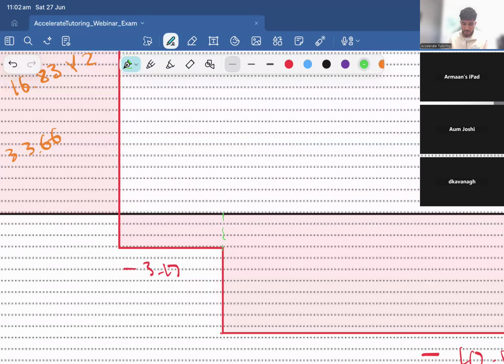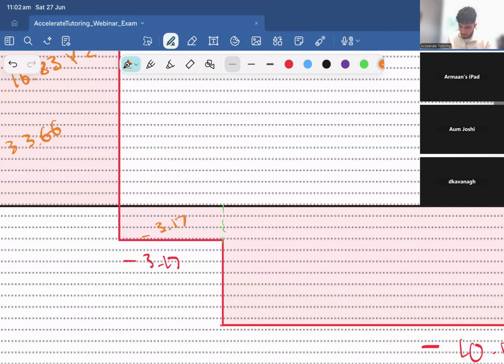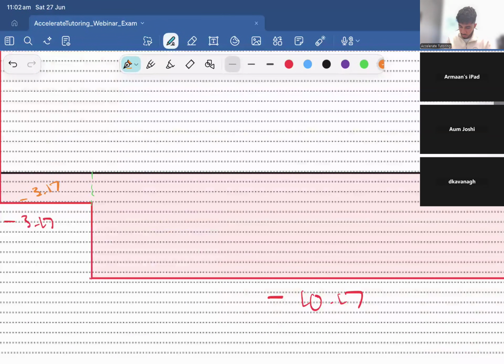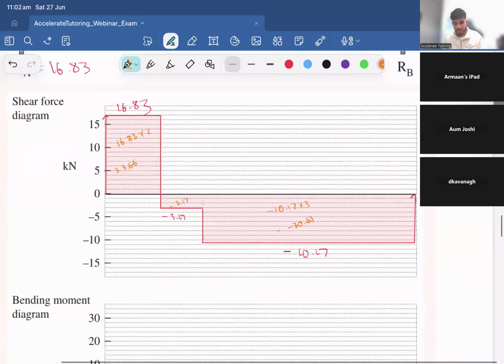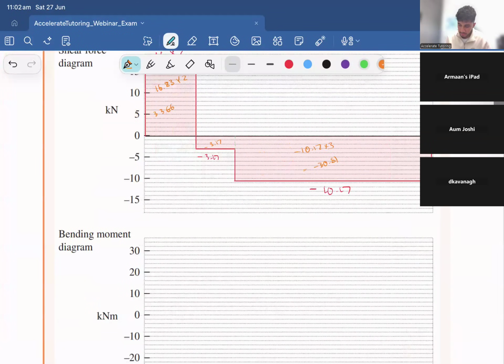Break this off as well. We get negative 3.17 times 1, so that's just negative 3.17. Final one, negative 10.17 times 3 meters. That gives us negative 30.51. So now we have all of our areas, so we just apply them.